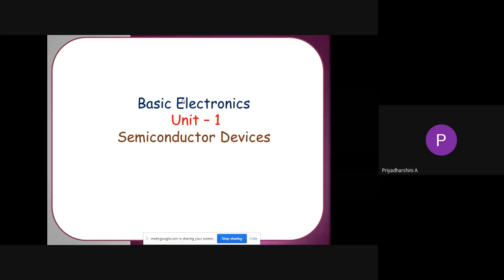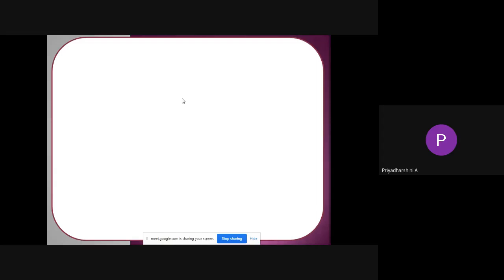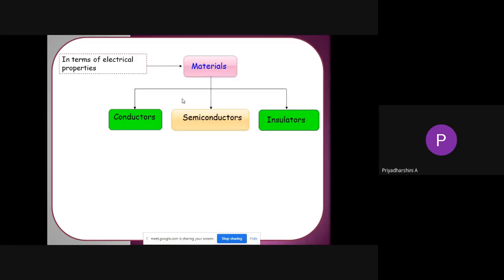Semiconductor device. That is your first unit. In this one, you're supposed to move on to what is meant by semiconductor. Based on the electrical property of material, it is divided into three types: one is conductor, another is semiconductor, and another is insulator. I think we already saw this kind of material in the previous class. Anyhow, I will just go through this one.